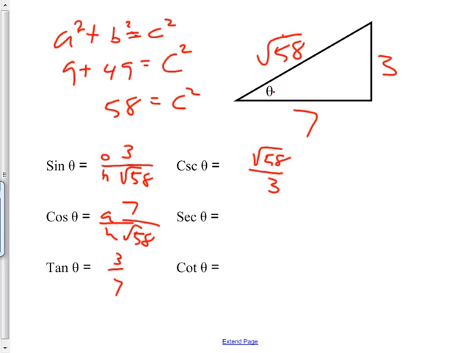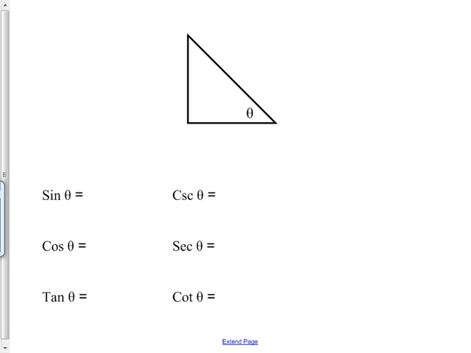Okay, the secant, you just flip it over, square root of 58 over 7. And the last one's cotangent, flip it over from the 3/7, you flip it to 7/3. Do you get how to do that? All right, here's another problem from start to finish.